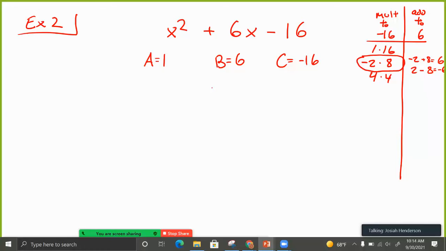So based on what Aaron pointed out for the last example, what she's saying is that at this point, where we identified negative 2 and 8, we can skip right to this: x minus 2 times x plus 8.